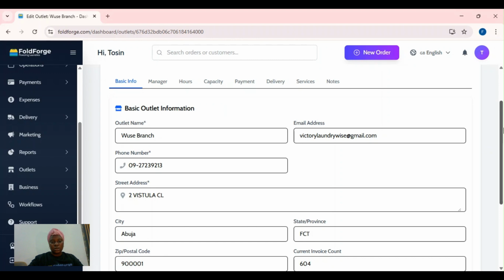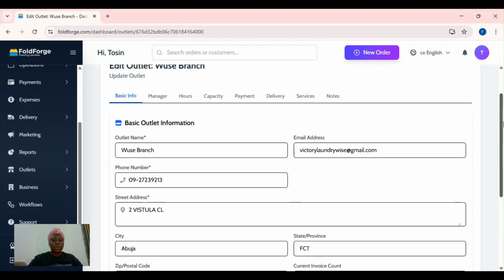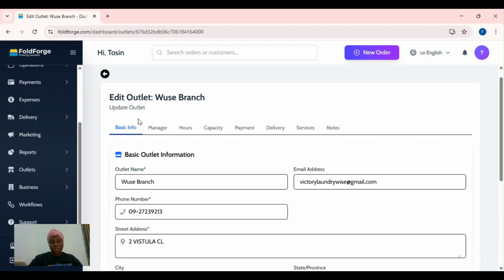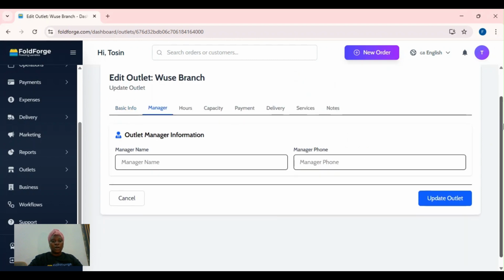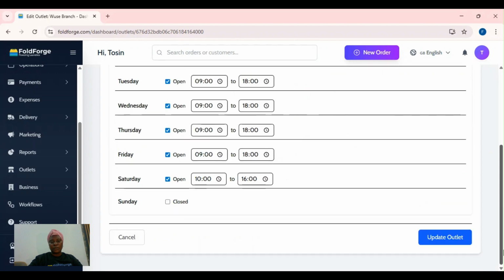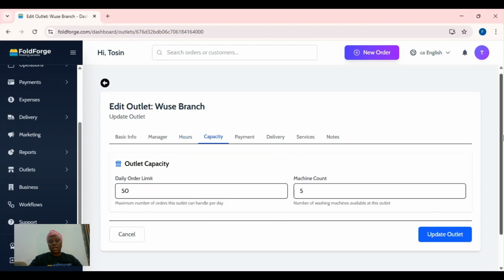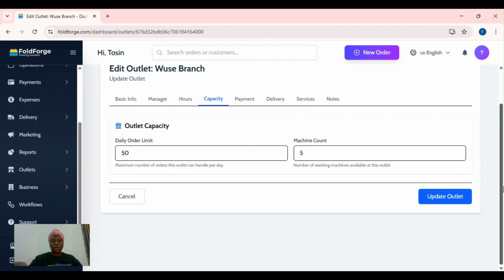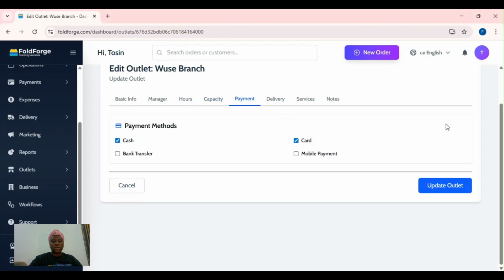So as you can see, this is the information about the Wuse branch. You can see the manager's name and the manager's phone number. You can update this. The hours, how many hours are they operating, what days are they operating, the capacity, how many orders do they have daily, what is their maximum number of orders that they can handle per day, the number of washing machines that they have. Payments, what is their main payment method, is it cash, is it transfer, is it card, is it mobile, and if it's all, everything should be ticked.